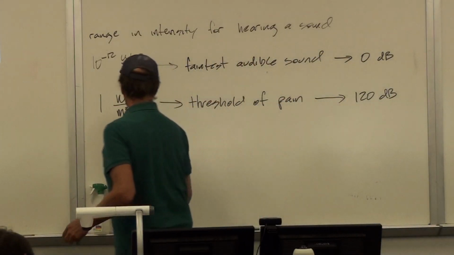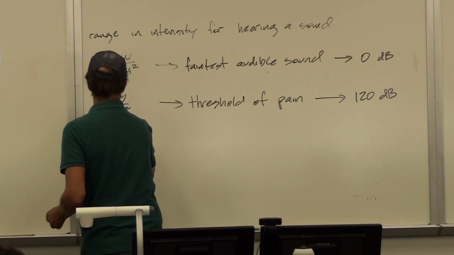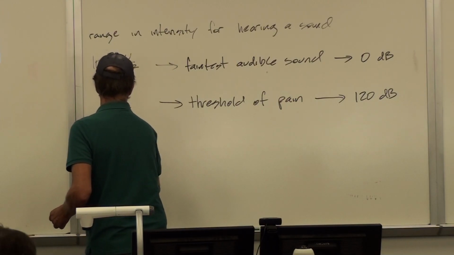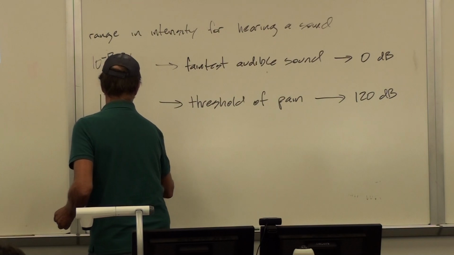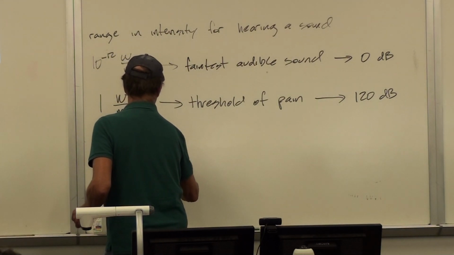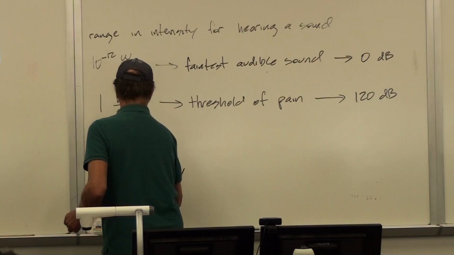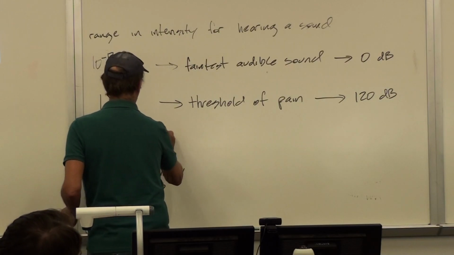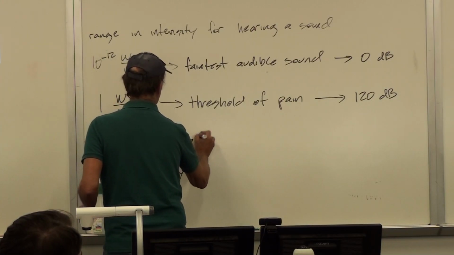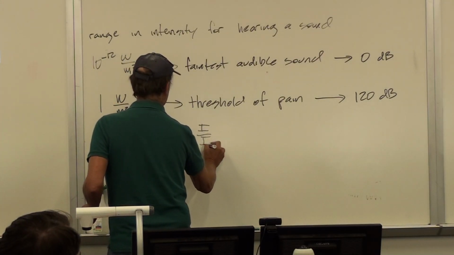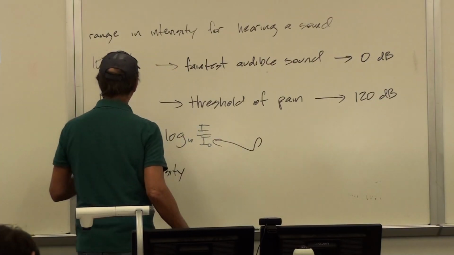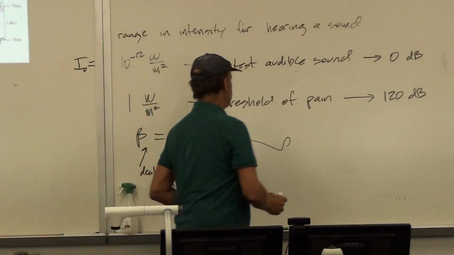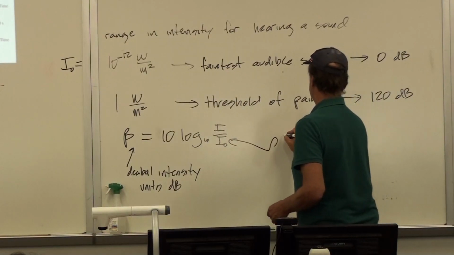Okay, so the way we do that is we write that our magnitude, beta, so this is our decibel intensity, so the units are dB. It's equal to 10 times the base 10 logarithm of I over I naught, where I naught here is our threshold of human hearing. That's the minimum intensity sound we can hear.